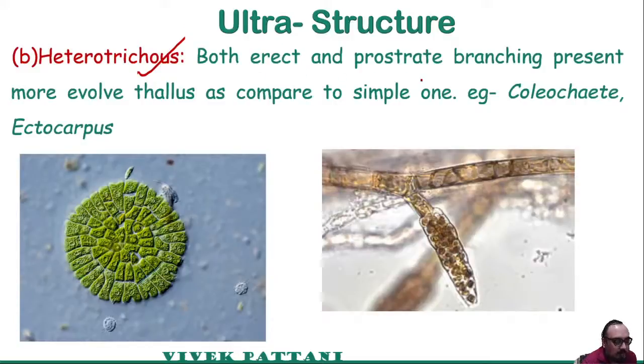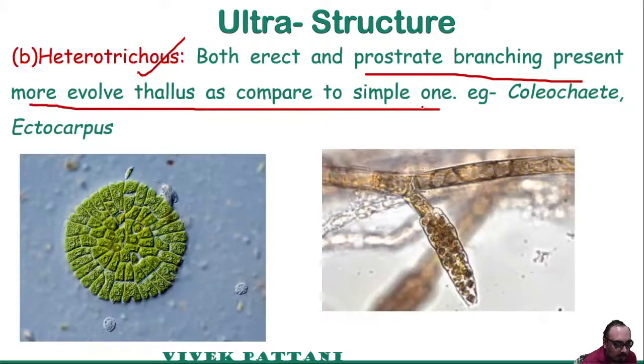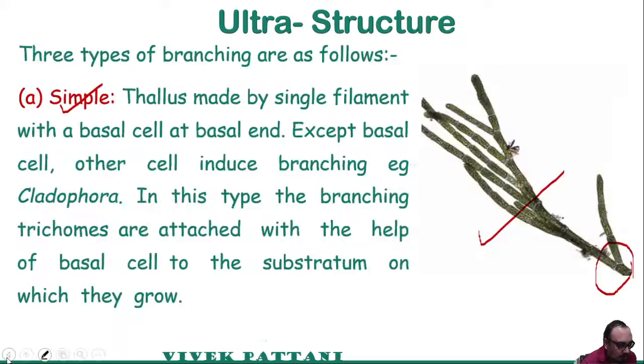Now the second one is heterotrichous. Both erect and prostrate branching are present, a more evolved thallus as compared to the simpler ones, which we have seen in the case of simple branching. For example, this one is a filament. These are the simple branches, the simple branching forms.